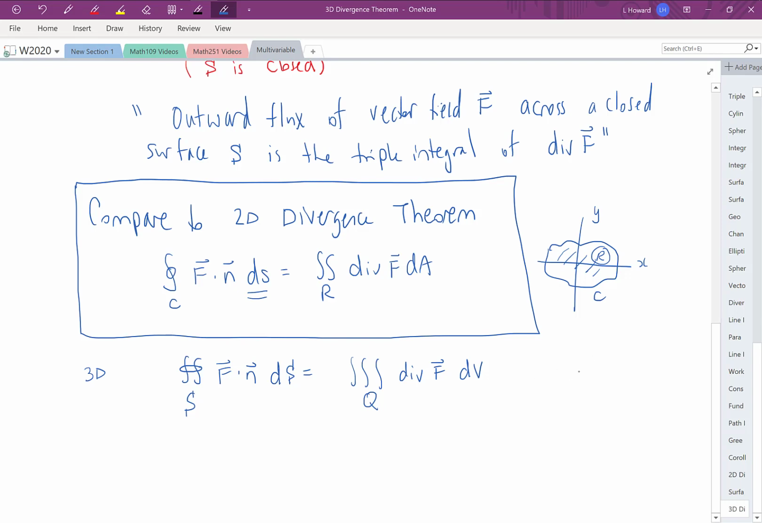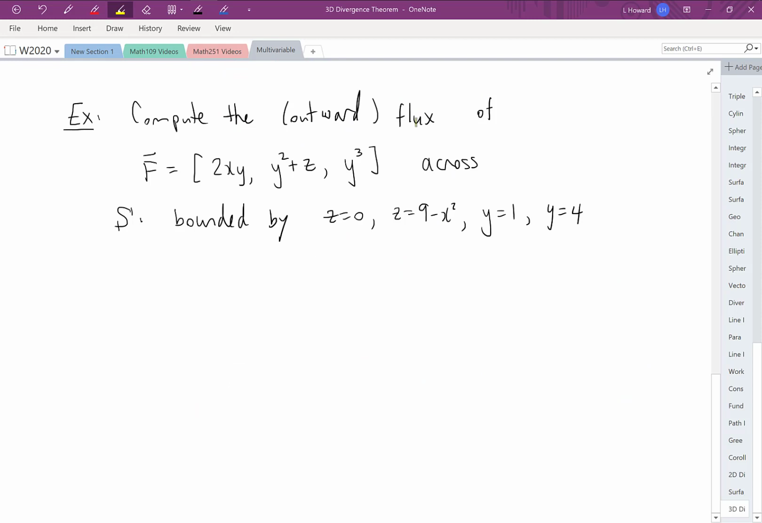So if you wanted a picture to go with this, I would say maybe a standard picture to draw would be something like a sphere, just because it's an easy closed surface to draw. So there's our closed surface, and then the region that's trapped inside that surface is Q. So that's that solid region there. That's what you're doing your triple integral over. So let's compute the flux of this vector field here across a certain surface. It's going to be bounded by the following four surfaces. We'll draw a picture of that in a moment.